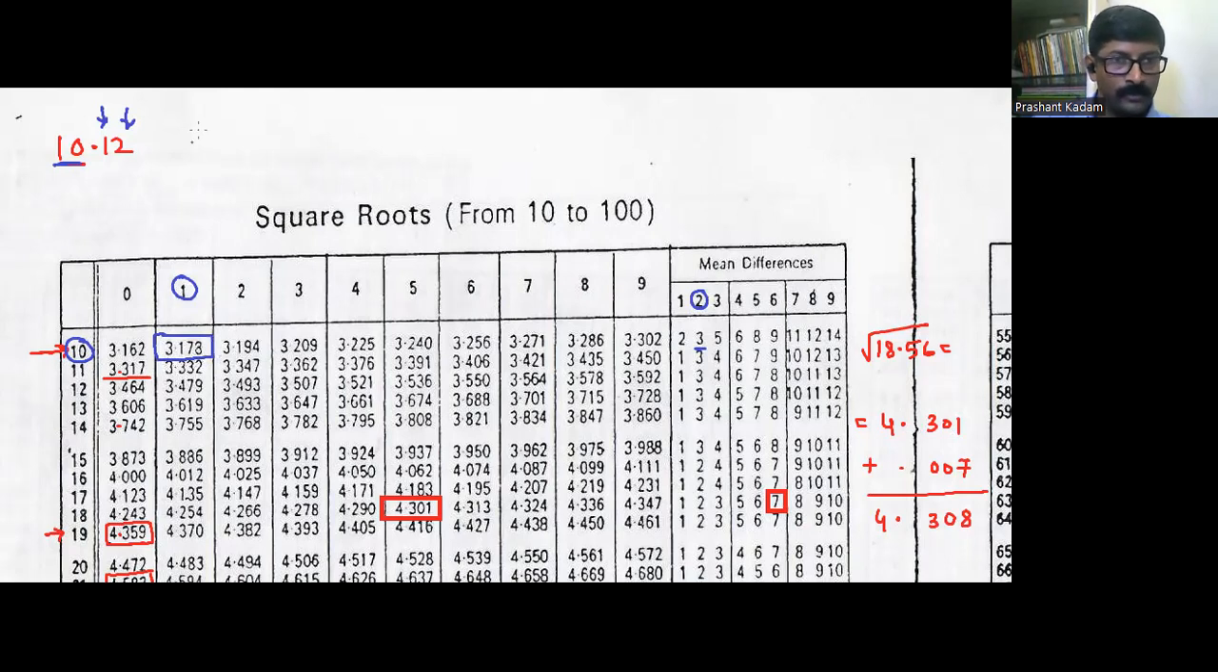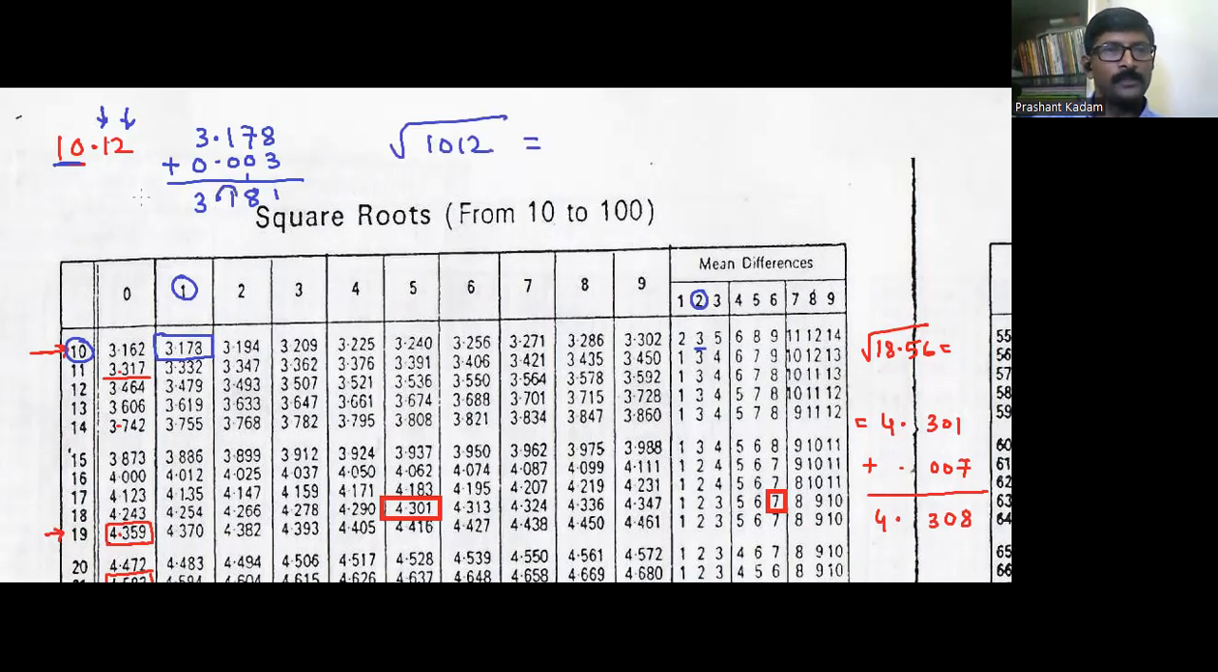3.178 is okay, 3.178, and 2 is like the number 3. The number 3 we'll have to add over here. So if we add that to 8, it becomes 3.181. So the square root of 1012 will become, we'll have to shift 1 dot ahead because we shifted 2 dots behind over here. We'll find 31.81. I hope students you understood that.